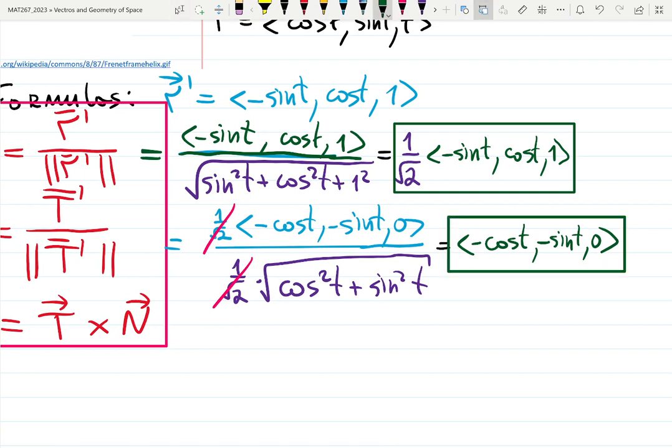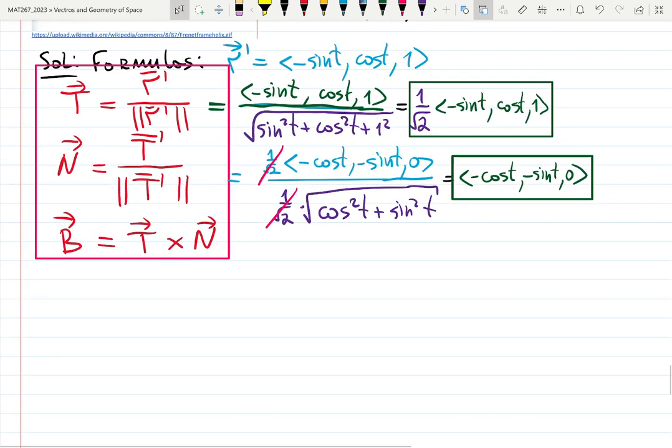So we have T and we have N. Only B left to find. T and B. Let's do that. That one will not have enough space. So let me summarize what I just did. I found N as T prime over the size of T prime.